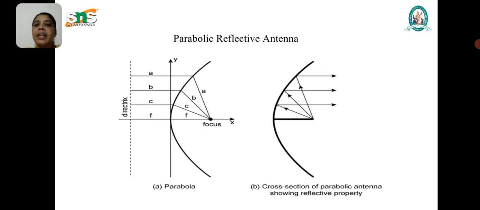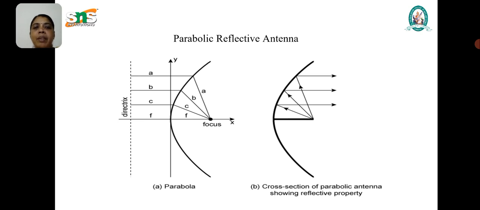Let us see the diagram of the parabola and the cross section of a parabolic antenna showing the reflective portion of the given information. So there are different directrix lines A, B, C, D. See the diagram, there is a parabolic shape with an x and y axis. If you are focusing the data from one to another, the antenna will reflect the information through A, B, C, D, the directrix way. It will transmit the information through the y axis.